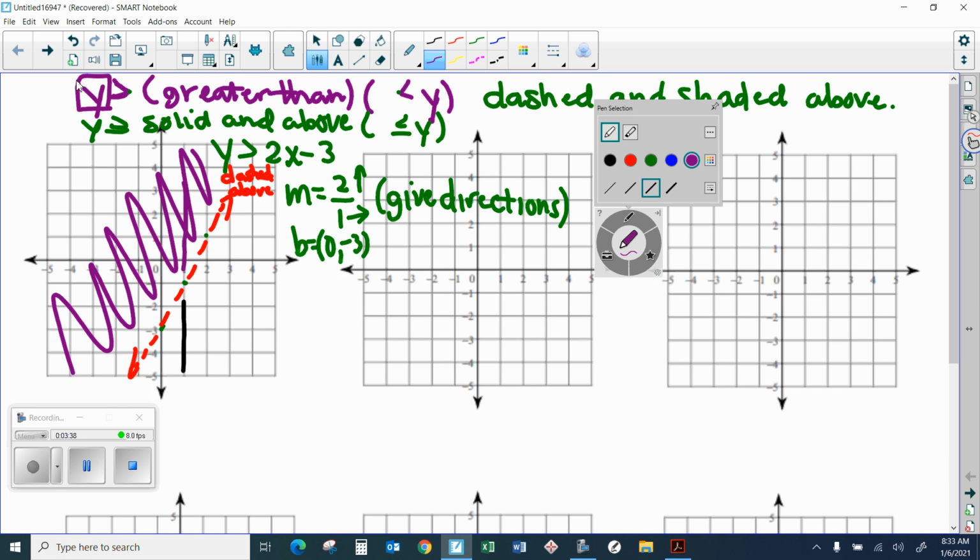Okay. And if you need to, you can plug in a point to check. The easiest point to plug in is 0, 0. You can do that every time unless 0, 0 is on the line. Then obviously that doesn't do any good. You got to be on one side of the line or the other. So 0, 0 would work.